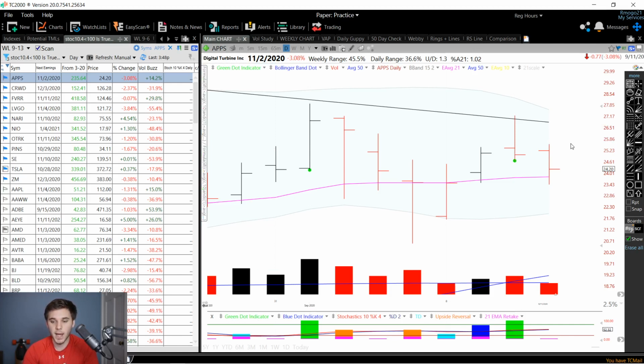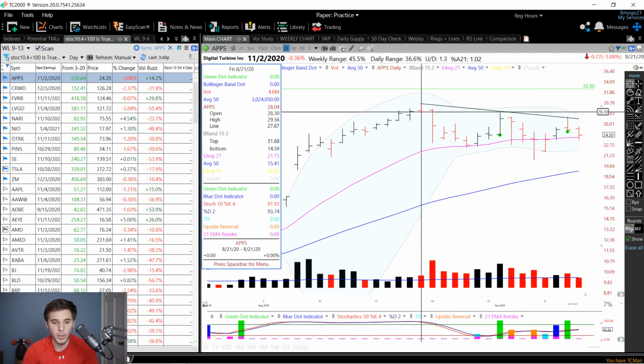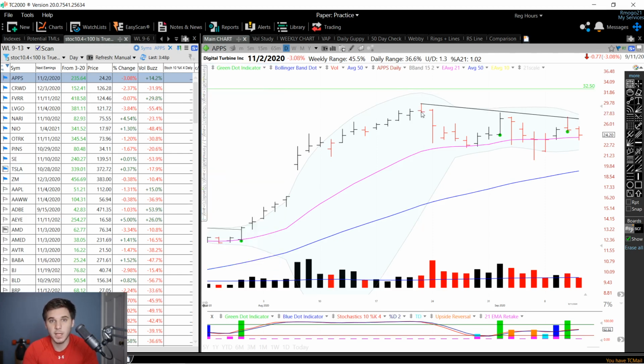And for each of the setups, I could trigger my buys at different entries. So if I buy on a green dot, then I would add more as it breaks through the downward trend line, and then add more as it breaks above this short-term resistance level, and eventually into new all-time highs above 29.56. So as it's proving itself, I'm adding more capital to the position. So that's my plan for Apps.